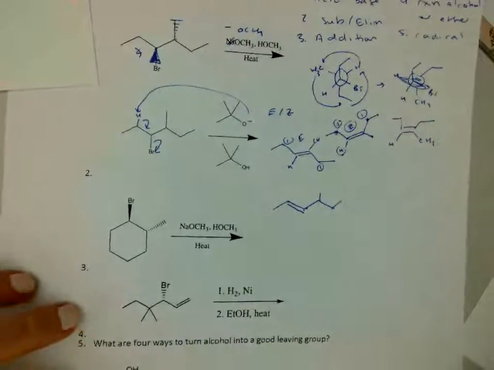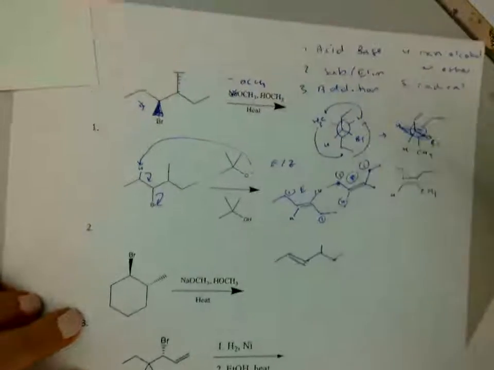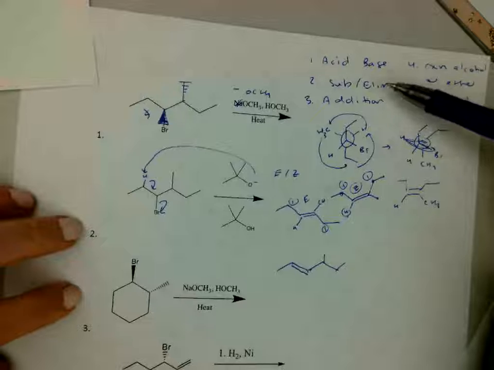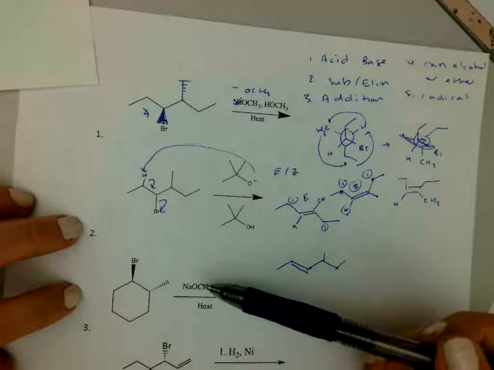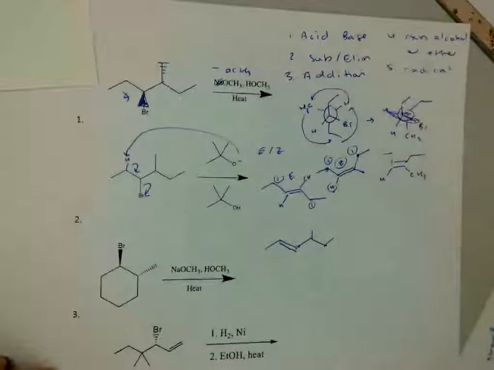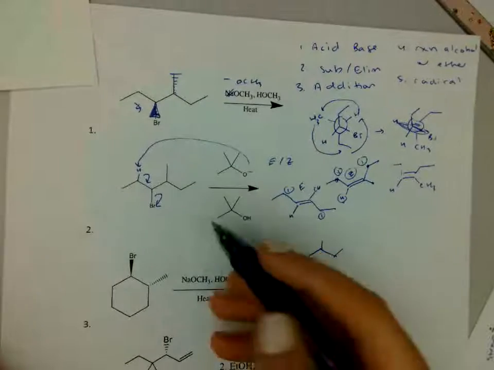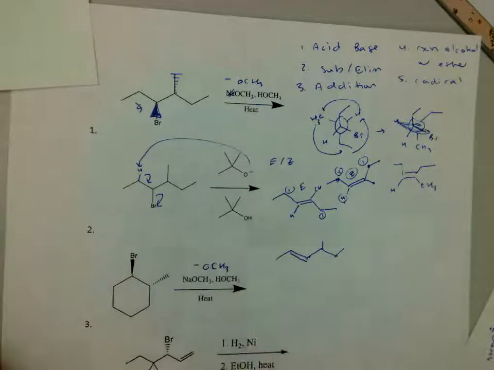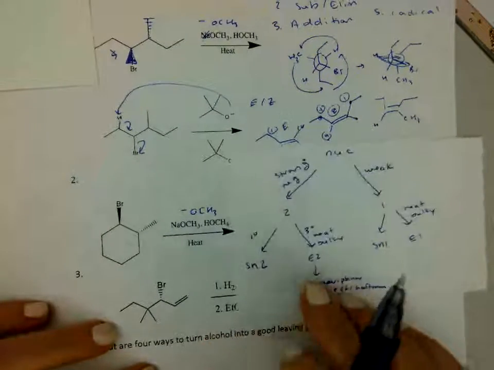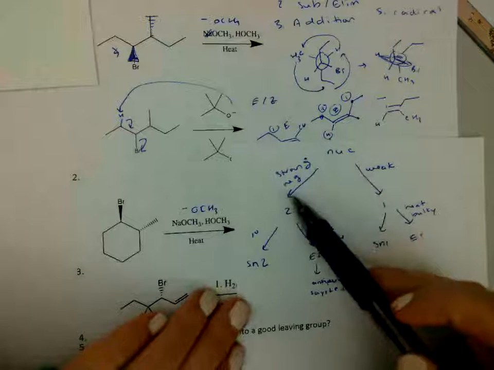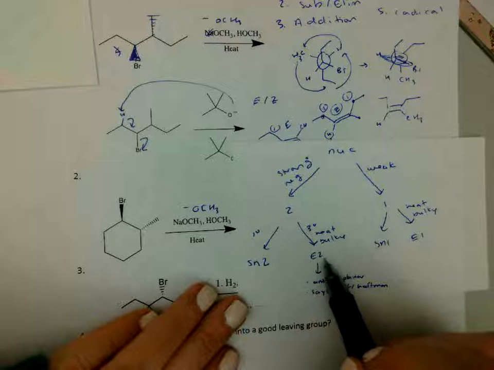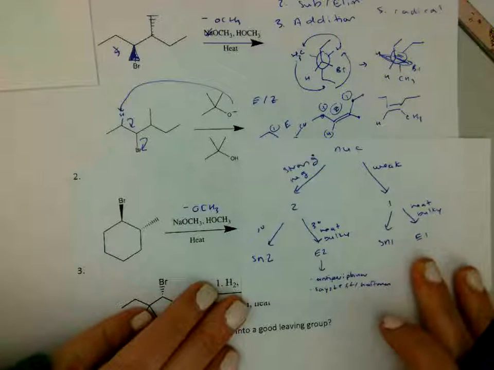Okay, and now next question, question 3, same thing. Do we have an acid base? No, I don't see a good acid or a good base. Maybe OCH3 minus could be a good base, but there's no proton that's readily available. Substitution or elimination, well, again, there's a good leaving group, and this OCH3 minus is a good nucleophile. So I'm going to say this is substitution or elimination, and then I go back to my chart. This is negative, so it's a strong nucleophile, so it's going to favor 2. It could be either SN2 or E2, but because there's heat, I think it's going to favor E2.